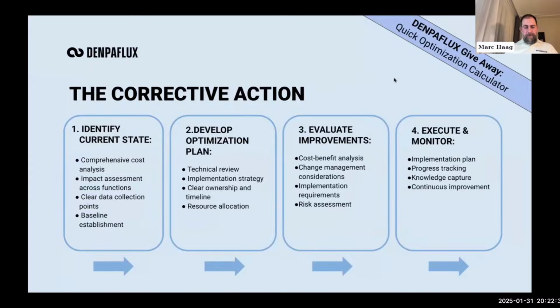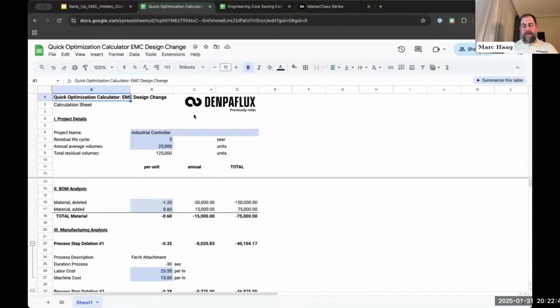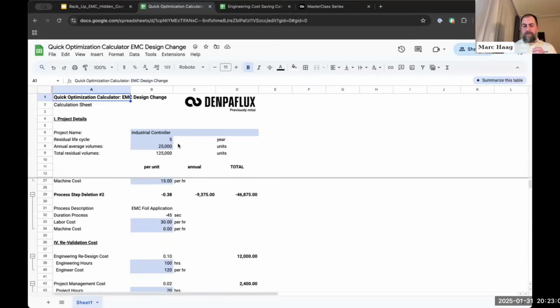So what we want to give you, as managers and decision makers here in the room, is what we are calling the quick optimization calculator. And I just want to say that that is our little giveaway to you after the show. This is really a one-pager where you can do a quick analysis of your current BOM and figure out if it really makes sense to think about it, and get the cost really done.